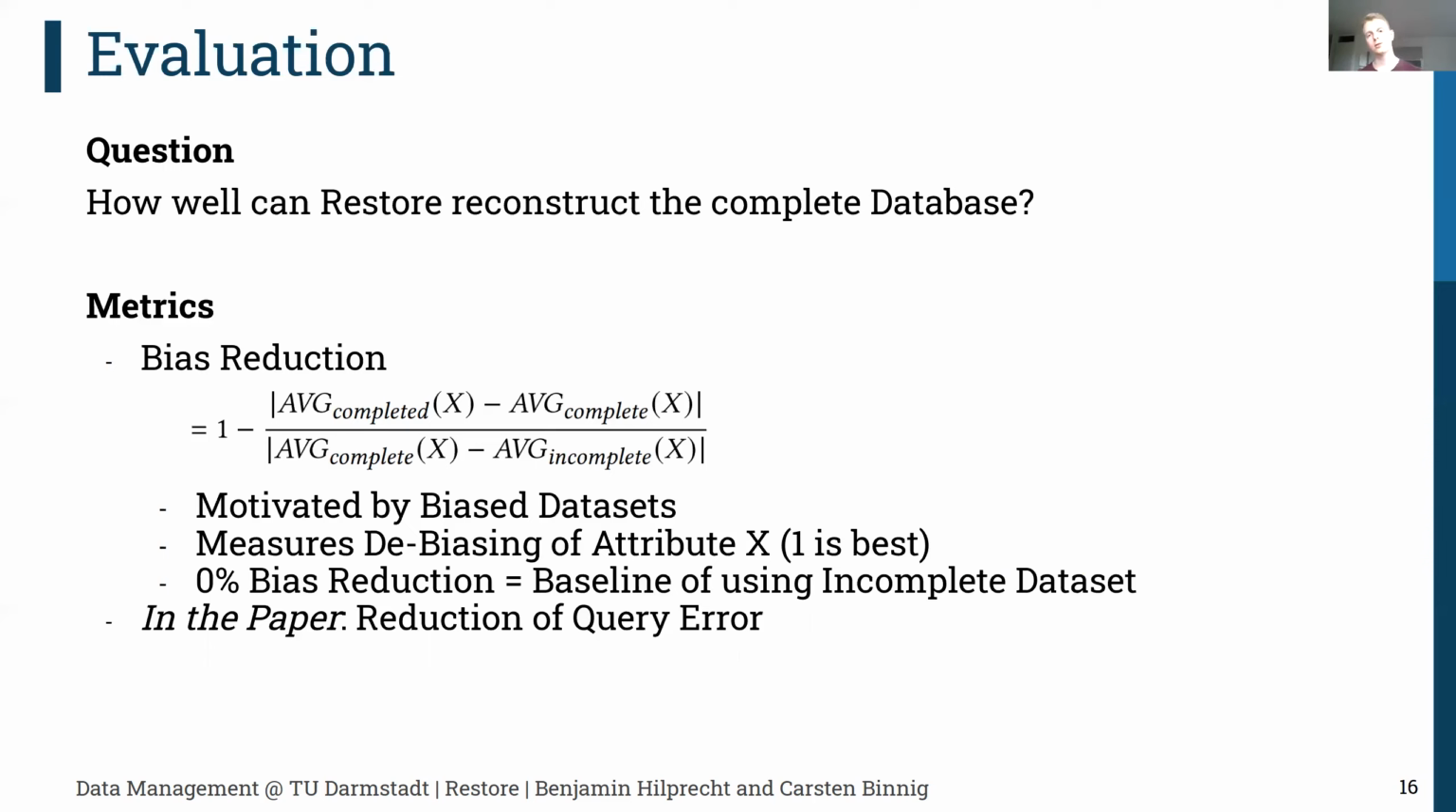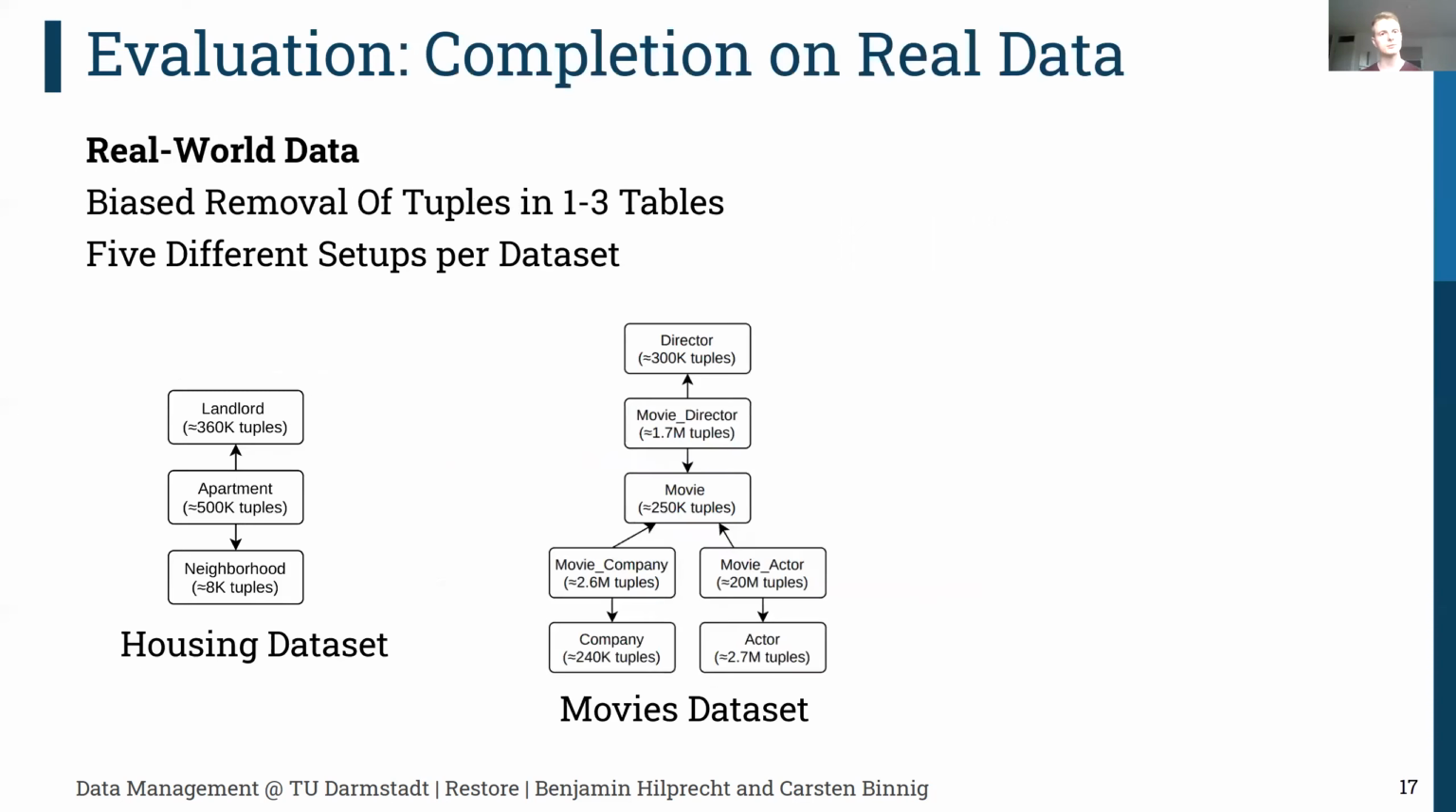So 1 is best, 100% means we are just as good as using the complete data set, and 0% bias reduction means we are as good as using the incomplete data set, which is our baseline. In the paper, we also show how well we can reduce the end-to-end query error, but for brevity, we have not included this in the current presentation.